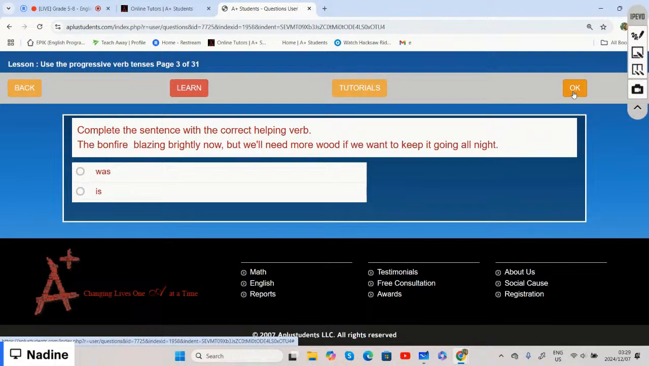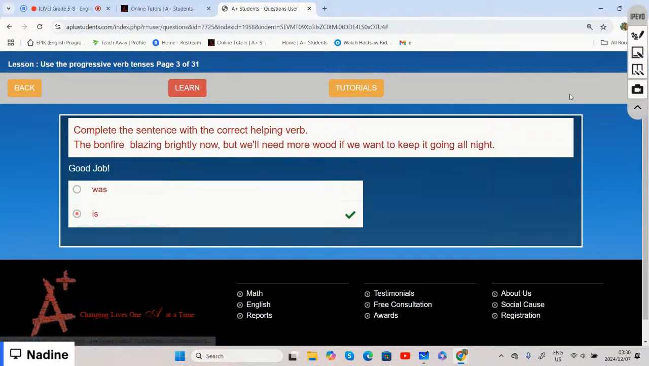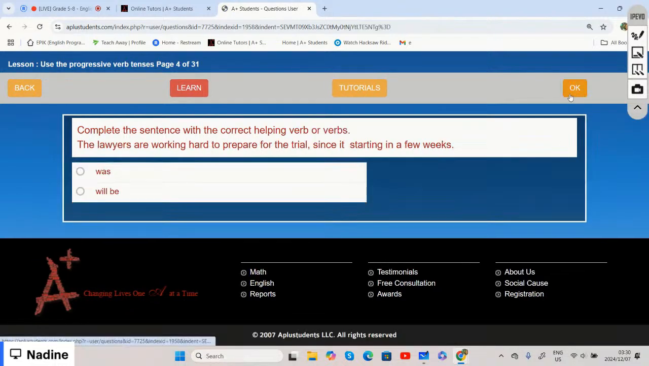All right, and if we were to select the correct option, we would say the bonfire is blazing brightly now in the present, but we'll need more wood if we want to keep it going all night. Well done. Is shows the present progressive tense.